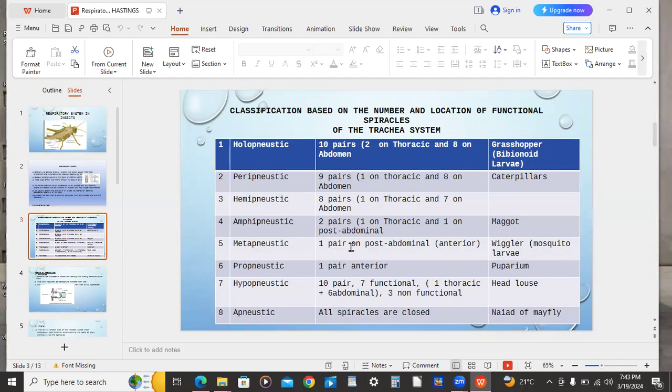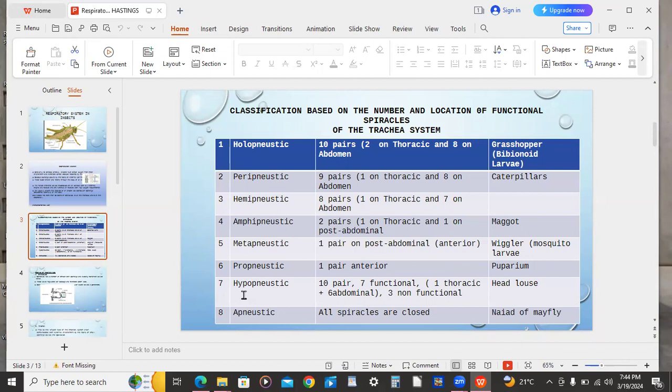The example of such an insect is the maggot. Okay, the fifth one is the metapneustic, which has 1 pair on the posterior abdomen. The example of such an insect is the wiggler, which is the mosquito larvae. The sixth one is the propneustic, which has 1 pair anterior. The example that I can give for such an insect is the puparium.